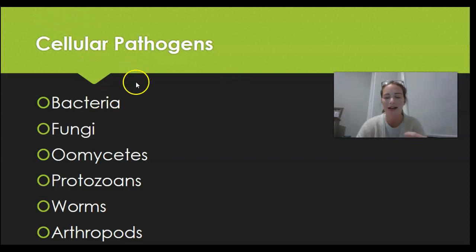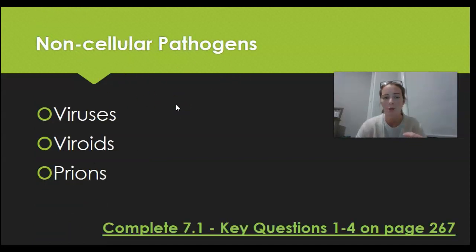Cellular pathogens are considered living, whereas non-cellular pathogens are not considered living. So we refer to them as non-cellular. And these ones, they cannot create copies of themselves without taking over a host cell to do that dirty work for them.